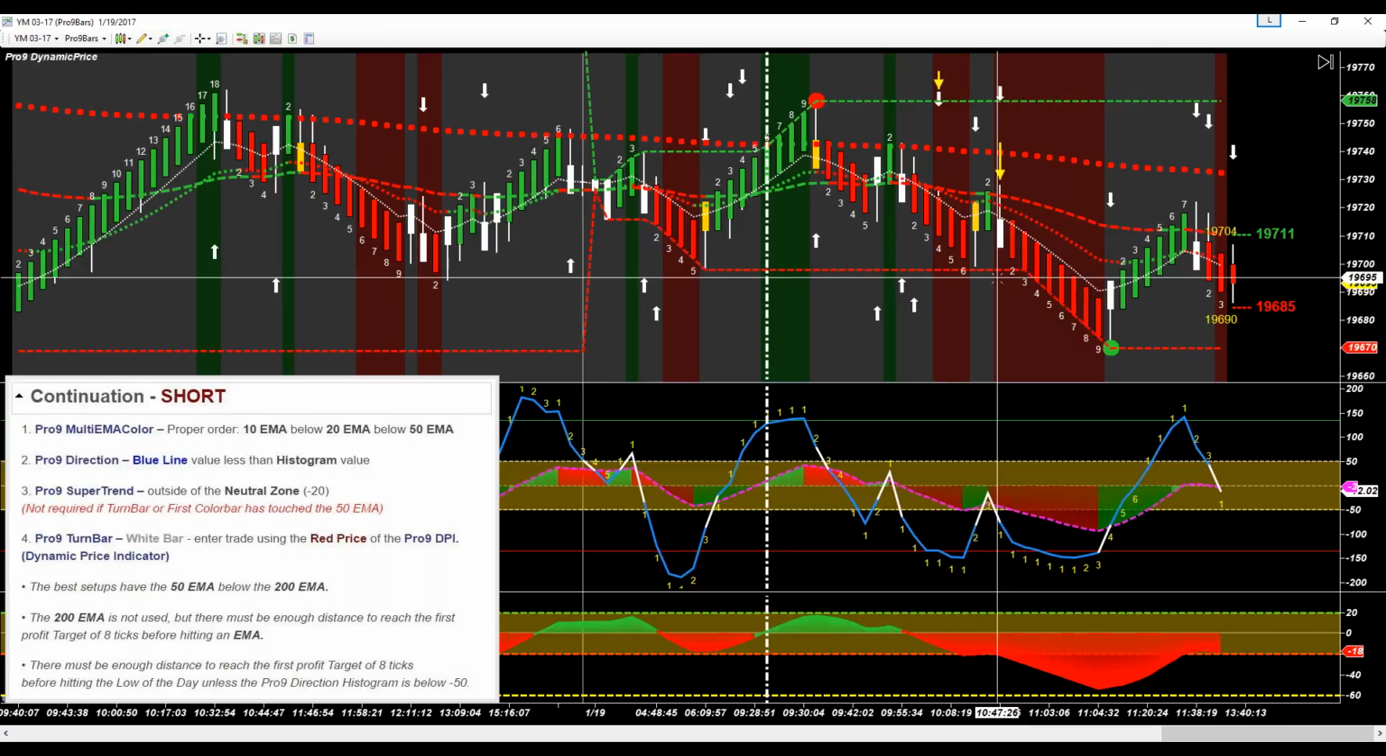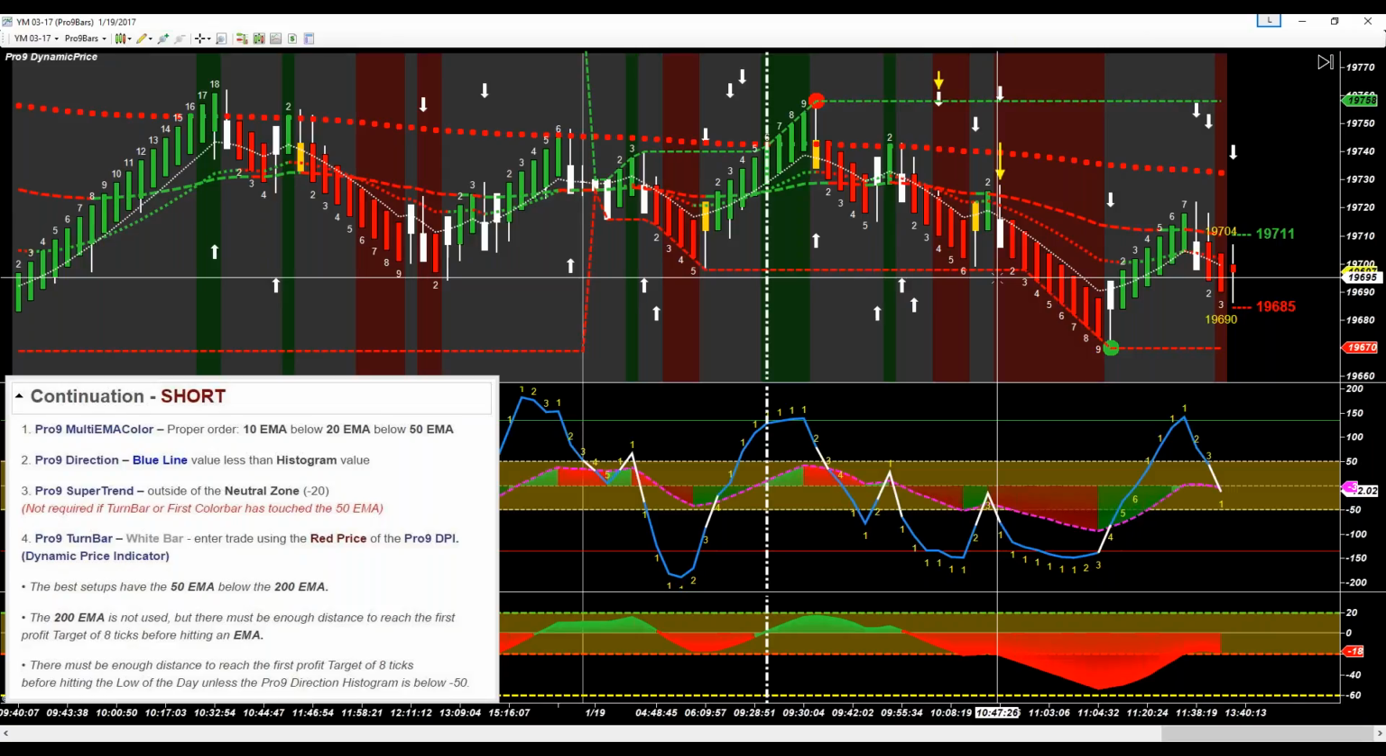So for a case of a single T or continuation, we also do need confirmation from the super trend and our turn bars. That is in the rules as well. While it is indicating a point of entry, it is letting us know that we can enter on the DPI that creates the turn bar or the DPI that creates the first colored bar.